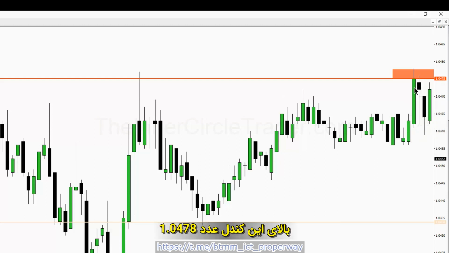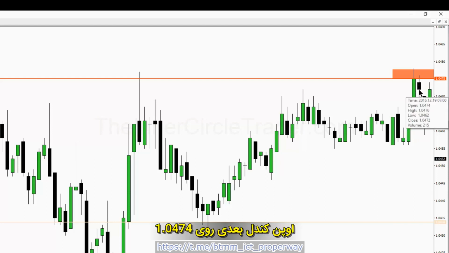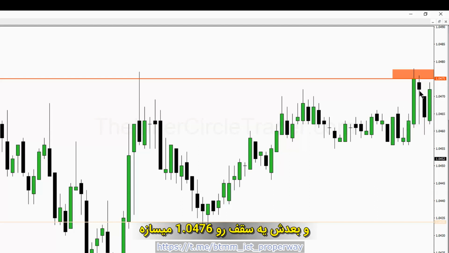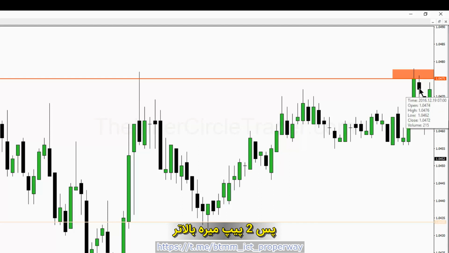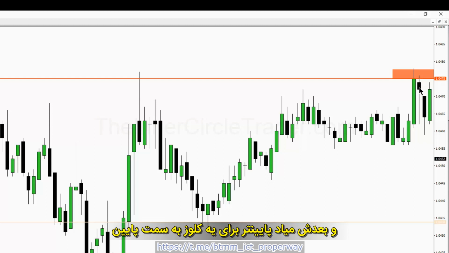This candle's high comes in at 104.78. The close is at 104.75. The next candle, it opens at 104.76. I'm sorry, 104.74, and then it creates a high at 104.76. So it moves 2 pips up. So from the opening to the high is buy side liquidity offered. Then it trades down for a down close.